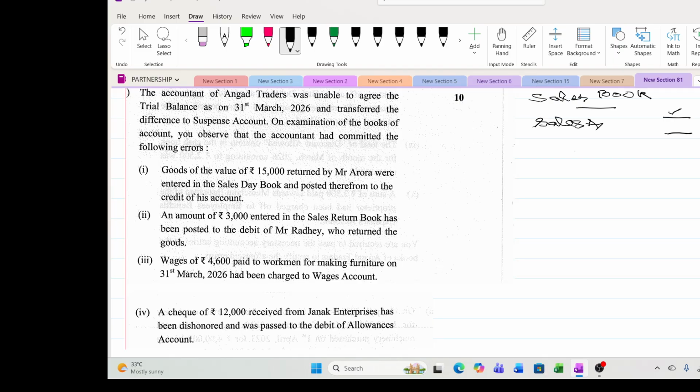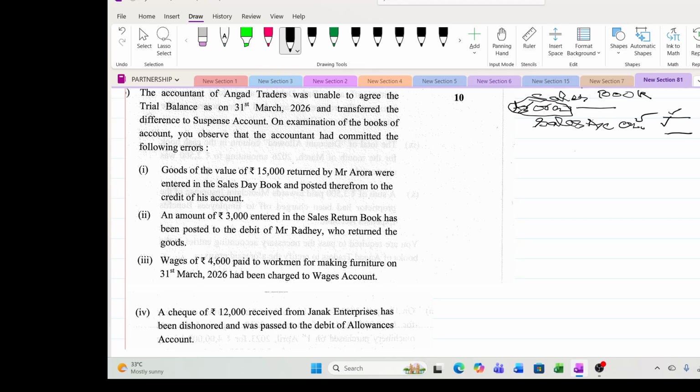When you post it to sales account credit, suppose this amount is sales account credit and the name of the customer, suppose it is Aurora, we will be debiting Aurora. Here what happened, of course they have credited the sales account, but they didn't debit the Aurora account. Aurora account got credited. See, here it is, and posted therefrom to the credit of his account.